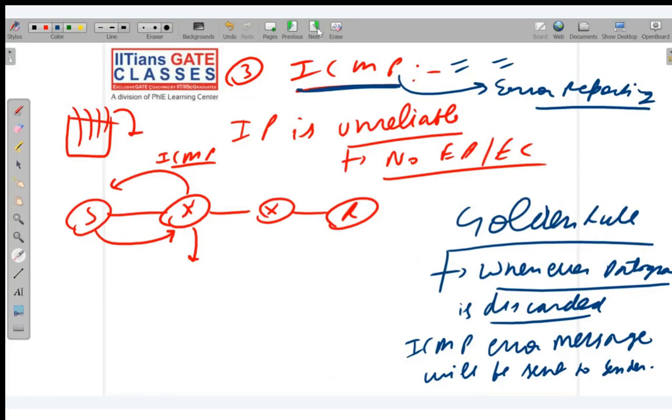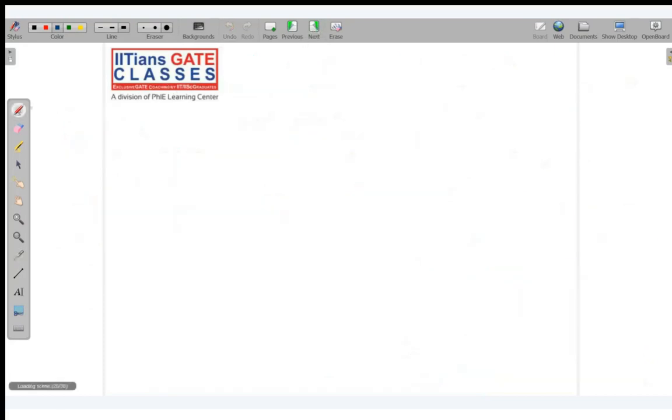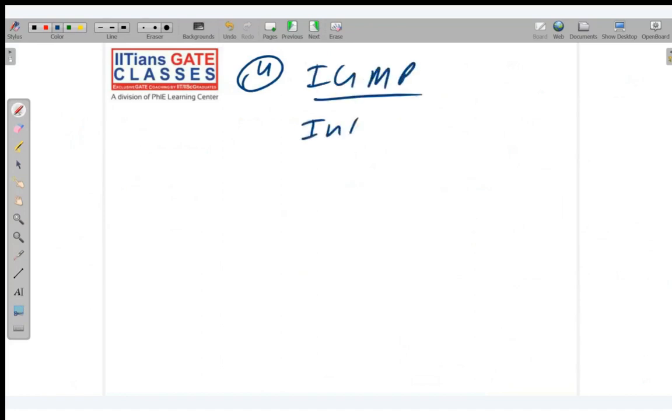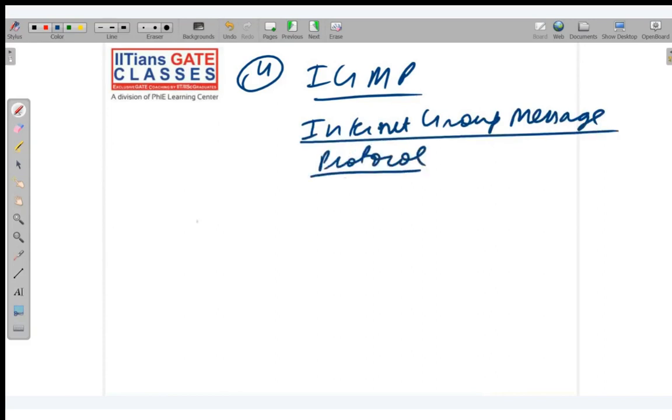Okay. Next, fourth is IGMP. IGMP is Internet Group Message Protocol. So it is used for multicasting. Multicasting is not in the GATE syllabus, so we will leave it. So actually IP, they can ask this question.